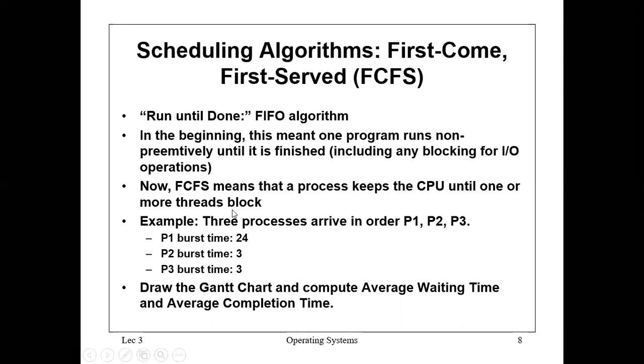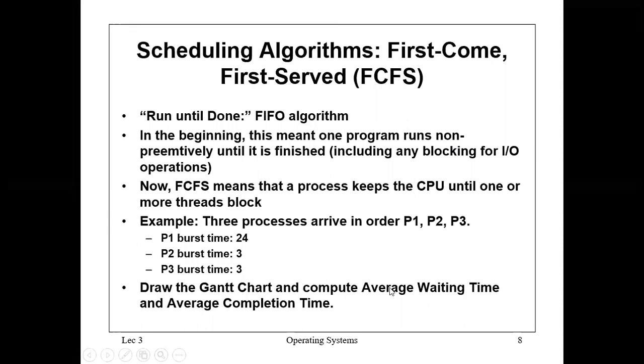Now, as I was saying, first come first serve means that a process keeps the CPU until one or more threads block, so basically until it is done. For this example, we have to find out three things: the Gantt chart, the average waiting time, and the average completion time.